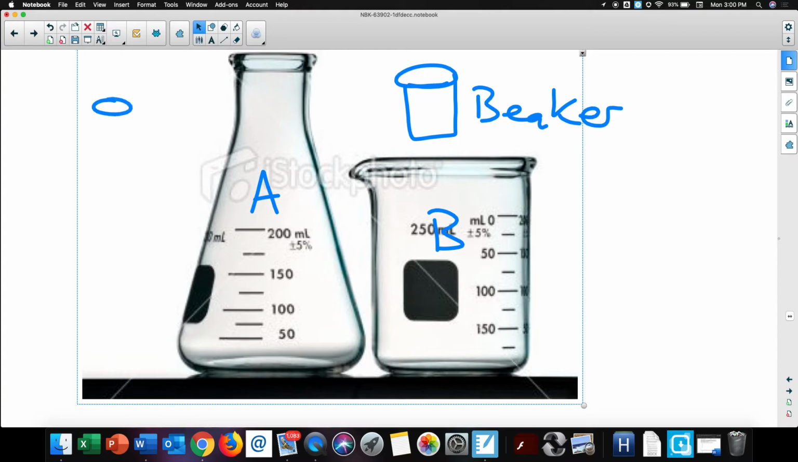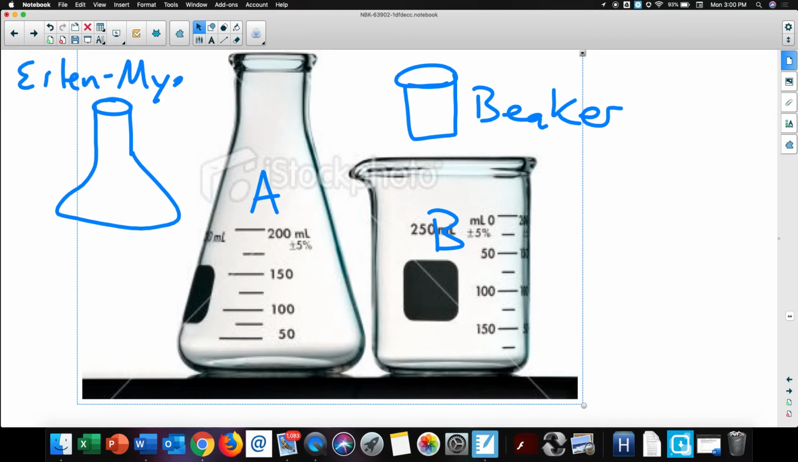And then draw one of these things. It can be as ugly and asymmetrical as my drawing is. And label that an Erlenmeyer flask.